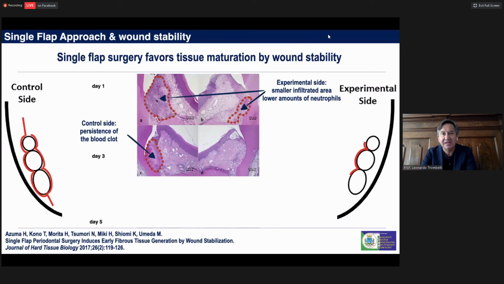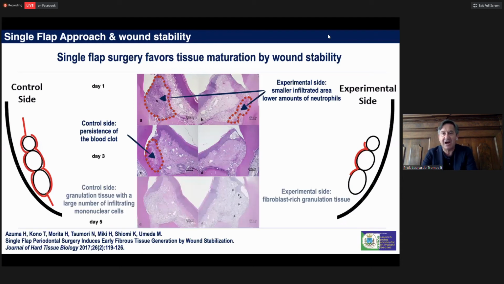At day 3, whereas on the control side there is a persistence of the blood clot, it had almost disappeared on the experimental side. And finally, at day 5, the experimental side showed a fibroblast-rich granulation tissue, whereas on the double flap side the granulation tissue was still infiltrated with a large number of mononuclear cells, showing that by elevating just one flap, we may accelerate the early wound healing phase.